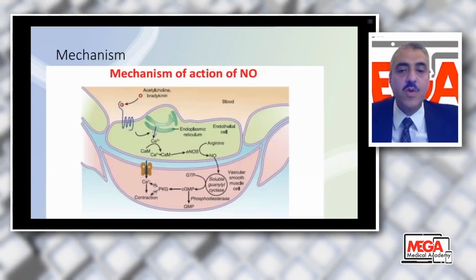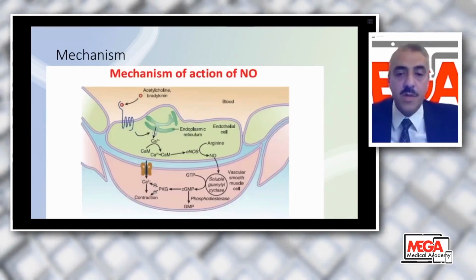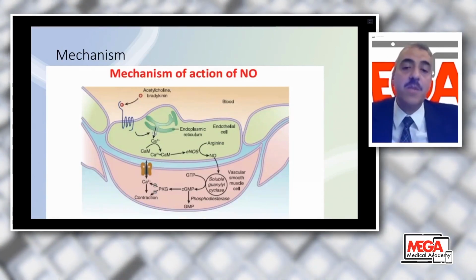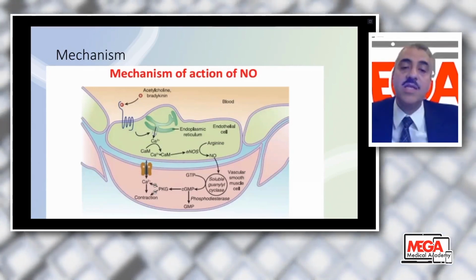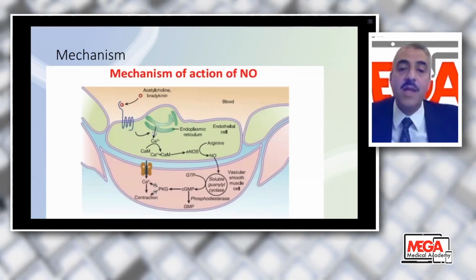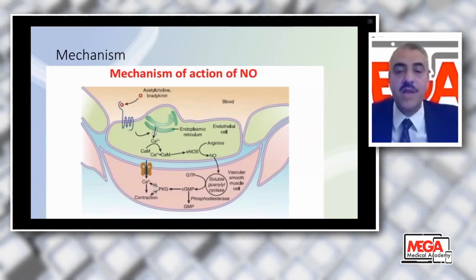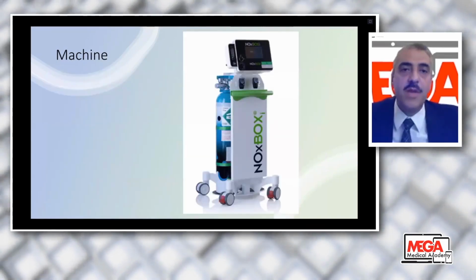The mechanism of nitric oxide is that it passes from the endothelium to the smooth muscle and stimulates a big amount of cyclic GMP, which produces protein kinase G, which decreases calcium uptake by the cell and increases calcium uptake by the sarcoplasmic reticulum, and relaxation follows. This is the machine used for nitric oxide application.